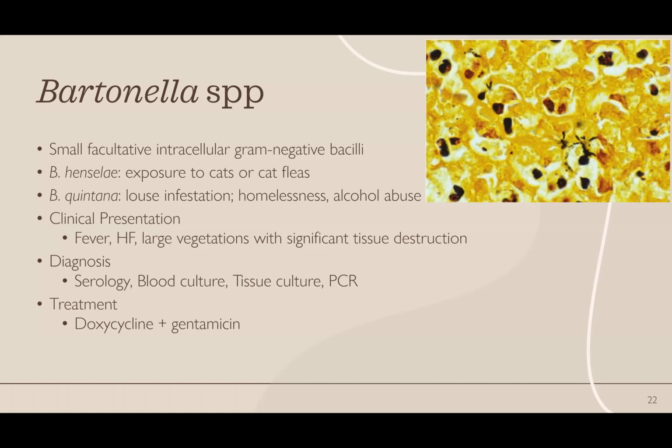In terms of the clinical presentation for IE, they usually present with fever and heart failure, with quite large vegetations and significant valve destruction. We can use serological techniques to diagnose it. We can use blood culture, although they're very, very slow growing. The organism produces very little CO2 to trigger the BACTEC system, and it's best grown on Columbia rabbit or BHI agar. We can also culture the tissue if we were fortunate enough to get tissue, and we can do PCR techniques. In terms of the treatment for Bartonella, doxycycline and gentamicin is the recommended antibiotic.